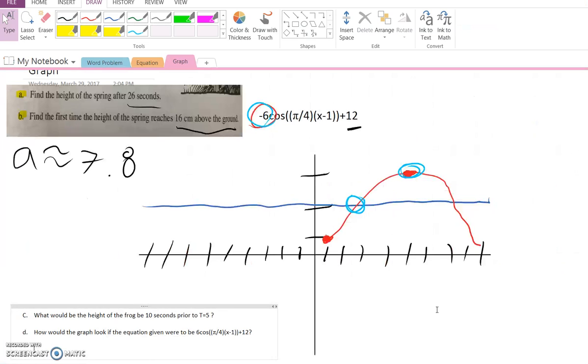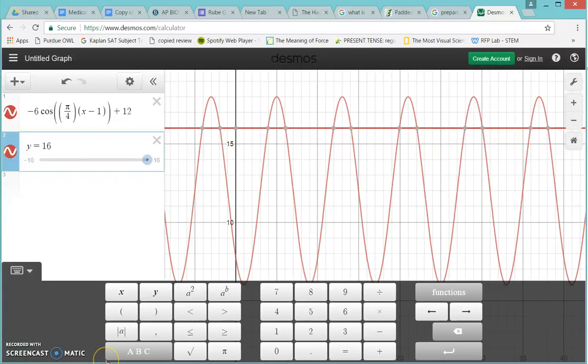7.75735931288. Now we can answer B, where we find the first time the height of the spring reaches 16 centimeters above ground. So we know that Y is equal to 16, and we have to find the first time X reaches that. Let's pull out our graphing calculator. Here we already have Y equal to 16, and this is the graph for it. Then we see that this is 0, so the first time it reaches it is about here, which is 3.929. That's our answer.